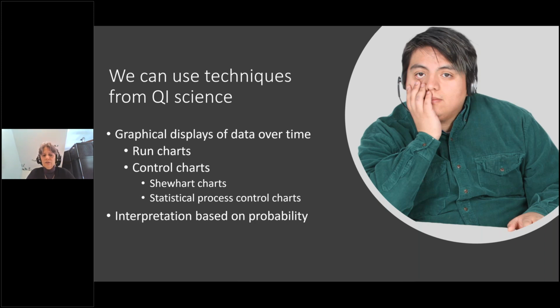Control charts are also called Shewhart charts or statistical process control charts. And their interpretation is based on theories of probability. So it's not easy to make this a very sexy presentation, but I'm going to try to make it simple and digestible.